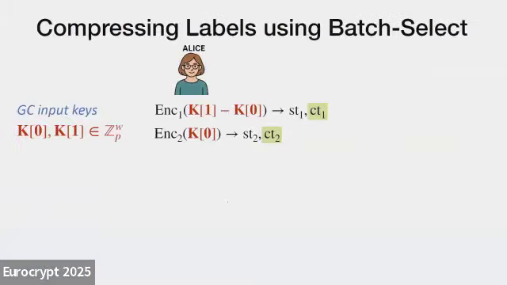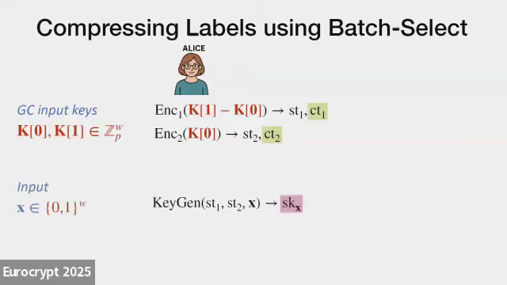need. So suppose Alice has just garbled some circuit with input keys K0 and K1. So K0 is the vector consisting of all the keys corresponding to input all 0, and K1 is the vector consisting of all the input keys corresponding to input all 1. Now usually those would be lambda bit strings, and we just embed them into the integers modulo P. And then in the first step, Alice encrypts the vector K1 minus K0, and then encrypts K0.